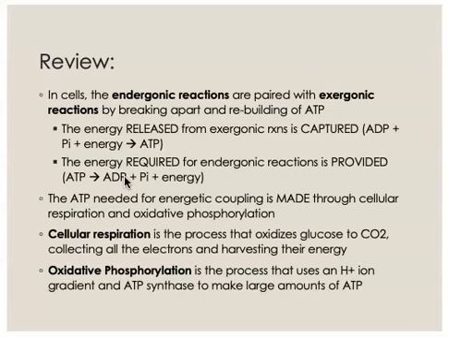Then, when energy is required for an endergonic reaction, that energy is provided by breaking the phosphate group back off. ATP is brought to ADP plus a phosphate group plus a little bundle of energy. Remember, we called this energetic coupling. The ATP that's needed for energetic coupling to occur in a living cell is made through the processes that we're going to be discussing today: cellular respiration and oxidative phosphorylation.